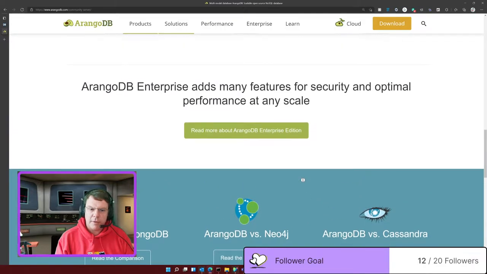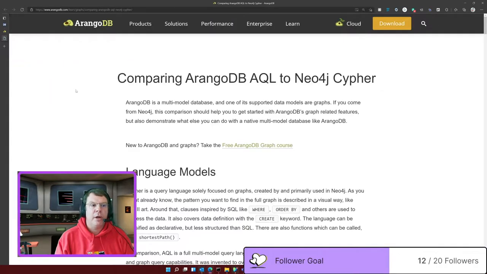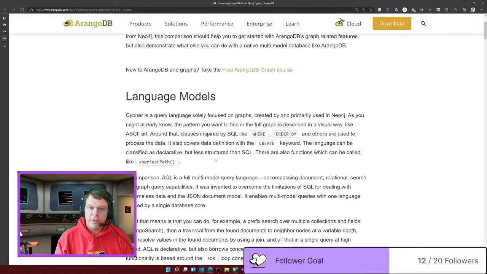All right. Then they want to compare. So these comparisons are interesting. I do like those. So AQL. That must be their language. Let's peek at that. I'm not familiar with AQL. Right. So it's multi-model. I got that.